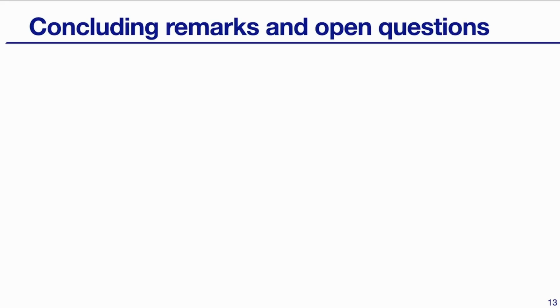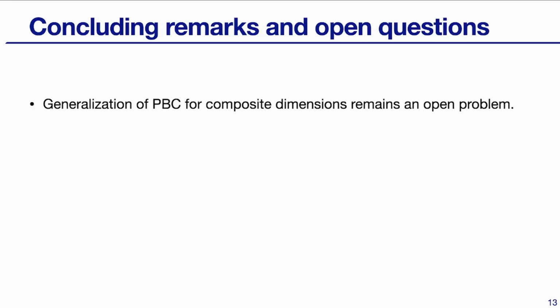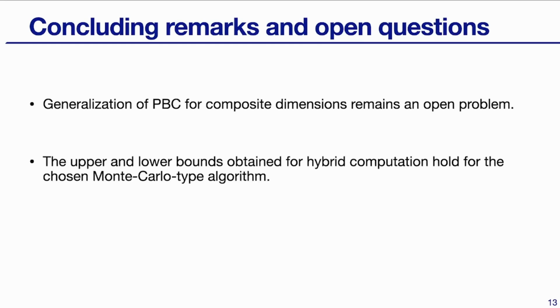And with this, I just want to finish up with some concluding remarks. I want to note that this work generalizes Pauli-based computation for odd prime dimensional qubits, but the same has not been done for composite dimensions yet. Then I want to also point out that the upper and lower bounds that were presented were obtained using a specific scheme, this specific Monte Carlo type of algorithm that was used to perform this hybrid computation. So maybe these bounds can be improved with other kinds of strategies.